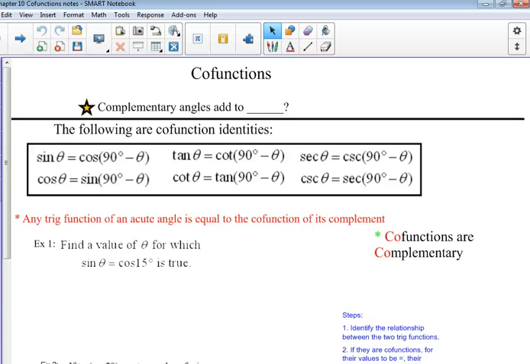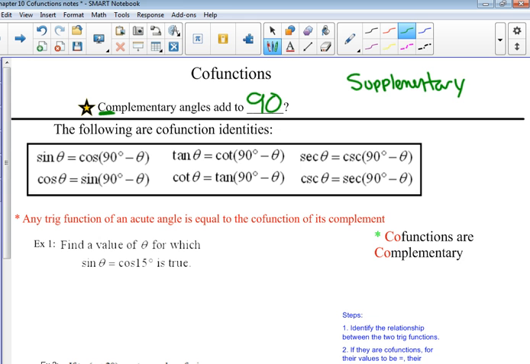We're going to talk about cofunctions, and they have to deal with this idea of complementary angles. Complementary is 90, supplementary is 180. So when we have cofunctions, that means they are complementary, that their angles together would have to add up to be 90 degrees.